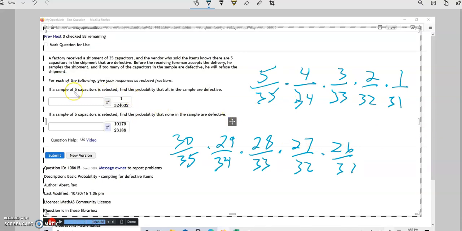Okay, this is a fun one. They do ask you to put this as reduced fractions, so I'm going to remind you how to reduce a bunch of fractions. So first of all, there's 35 capacitors, 5 are defective. What's the probability I get them all defective? First one is 5 out of 35, 1 less of each, 4 out of 34, 1 less of each, 3 out of 33. 1 less of each, 2 out of 32, 1 less of each, 1 out of 31. Multiply them all together. Here comes the fun part.